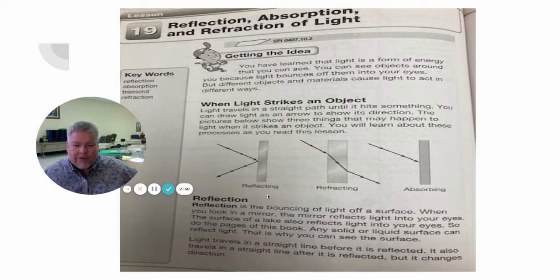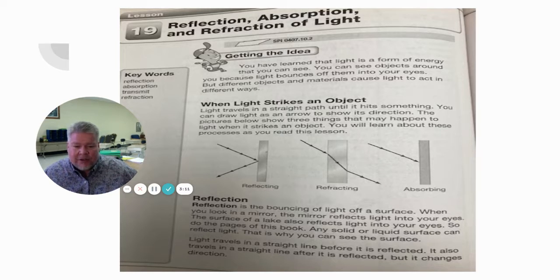Reflection. Reflection is the bouncing of light off a surface. When you look at a mirror, the mirror reflects light into your eyes. The surface of a lake also reflects light into your eyes. So do the pages of this book or your computer screen. Any solid or liquid surface can reflect light. That's why you can see the surface.